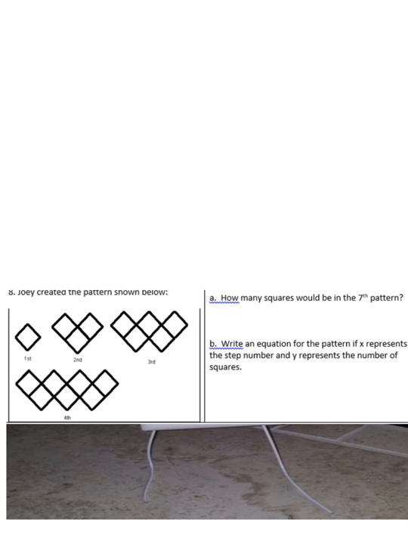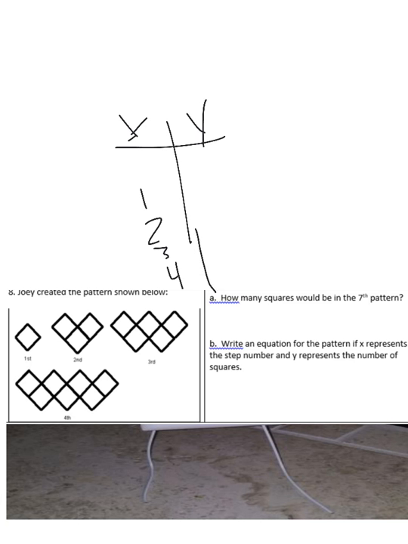Okay, so we have a pattern here. First question, how many squares would be in the seventh pattern? And then after that, we're going to write an equation for the pattern. If x represents the step number, y represents the number of squares. I think what would help on this is an xy chart, so the x is the step number. So we have 1, 2, 3, and 4. And y is the number of squares.